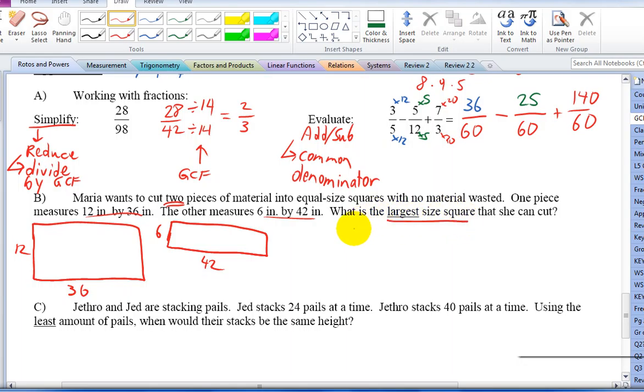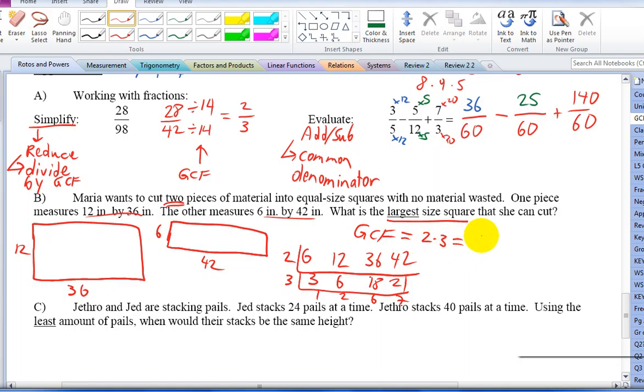So what's the largest size square? That would be the GCF. Can you look at those numbers and see the GCF? 6, 12, 36, 42. Those are all multiples of 6. Now you don't have to do that. You go 6, 12, 36, and 42. Divide them all by 2. And then divide them all by 3. And so then you can see the GCF is 2 times 3, which is 6.